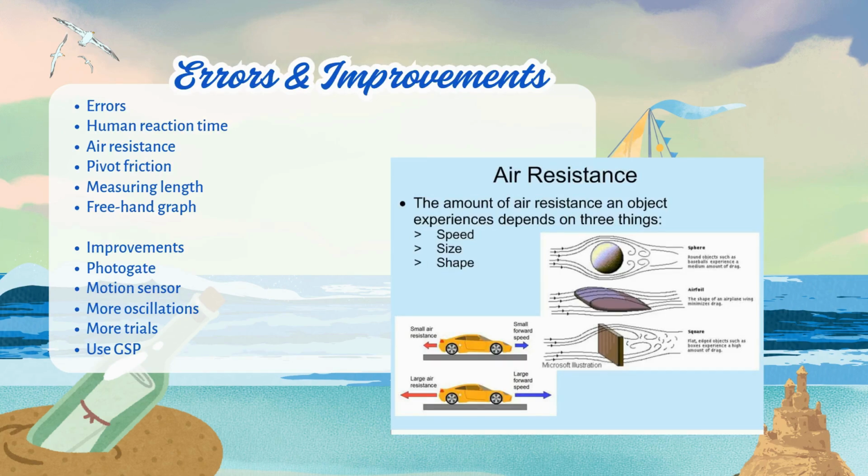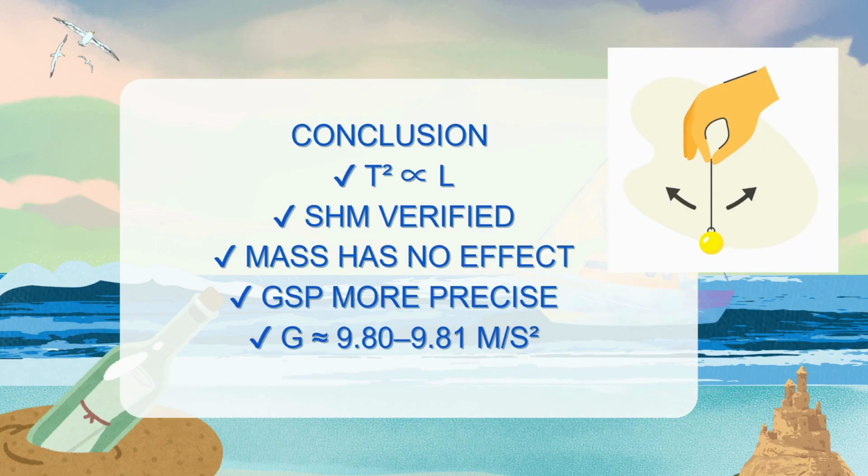Several factors affect the accuracy of the experiment. The main sources of error include human reaction time when using the stopwatch, air resistance, pivot friction, and small errors when measuring the pendulum length. Manual graph plotting also introduced subjective judgment. To improve the experiment, a photogate or motion sensor can be used instead of a stopwatch. Measuring more oscillations and repeating each measurement several times would reduce random errors. Finally, using GSP instead of freehand graph drawing provides more reliable and consistent results.